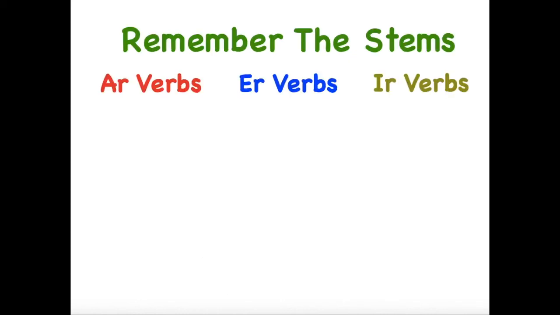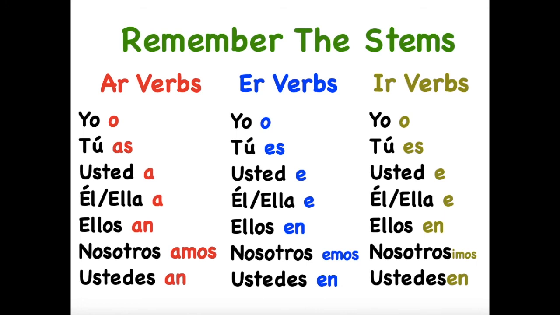So that was a quick overview. Remember the stems. For AR verbs and ER verbs and IR verbs, they each have their own stems that go with each pronoun, so it's a good idea to memorize them.